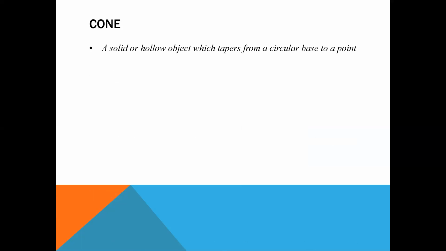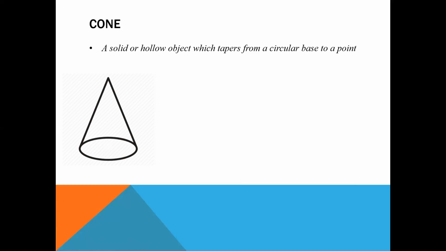What is a cone? It's a solid or hollow object which tapers from a circular base to a point. What is the meaning of tapers? Tapers is to become narrow. You see, it's trying to join. This is not parallel. This is the opposite of parallel. It's trying to join together. And it has a solid or a hollow object which tapers, and a circular base. You see, this is a circular base.